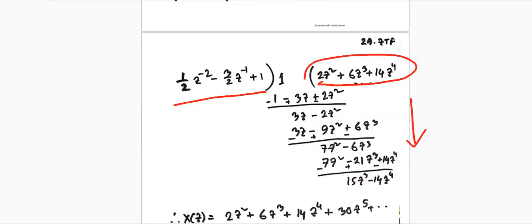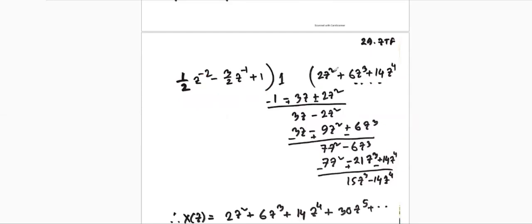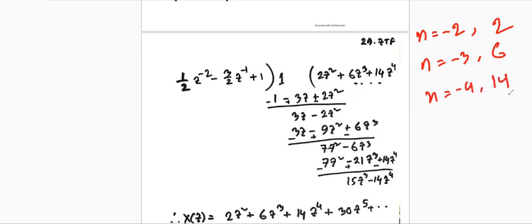What does it mean? What is the power of z to the power 2? That is at the location of n equals -2, and you are getting the coefficient 2. At the location n equals -3, you are getting the coefficient 6. At n equals -4, you are getting the value 14. What about n equals -1? What should be the coefficient value? Can you answer?